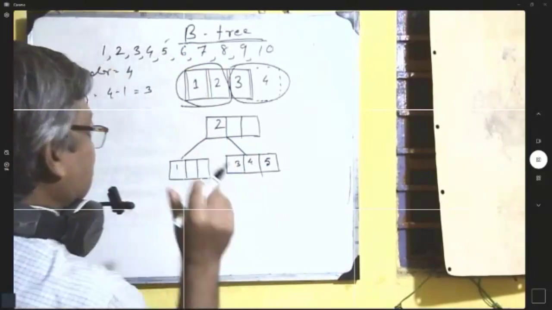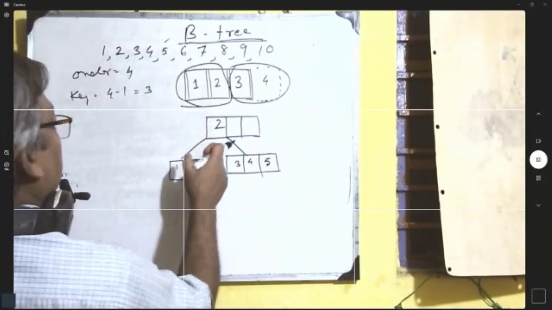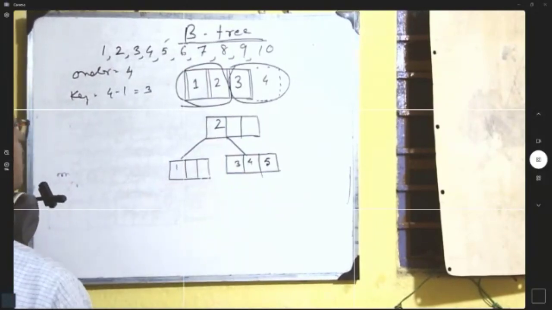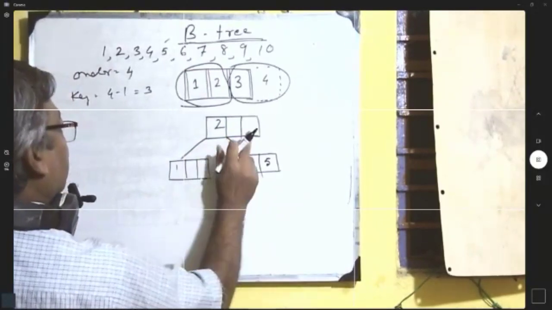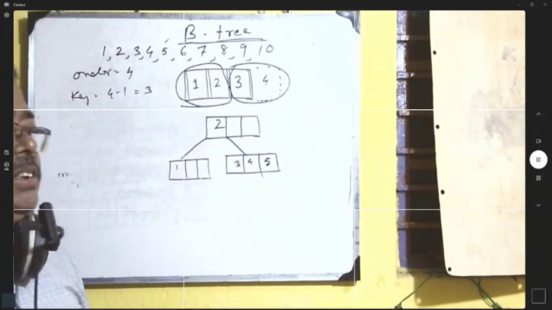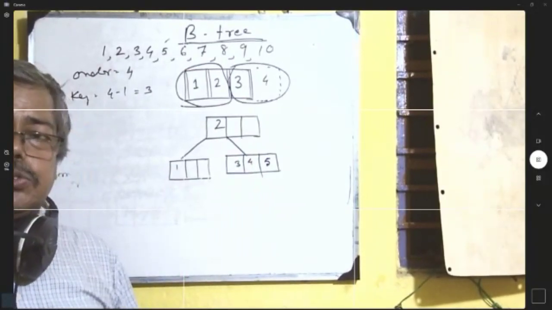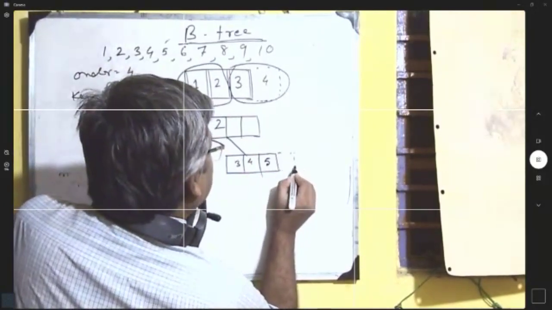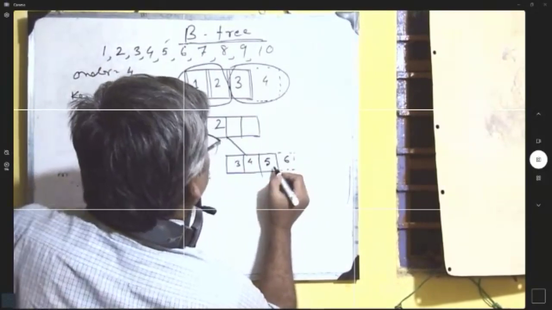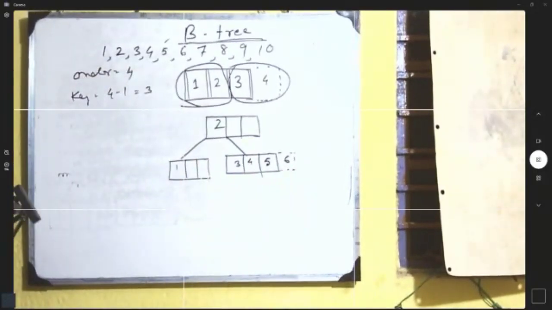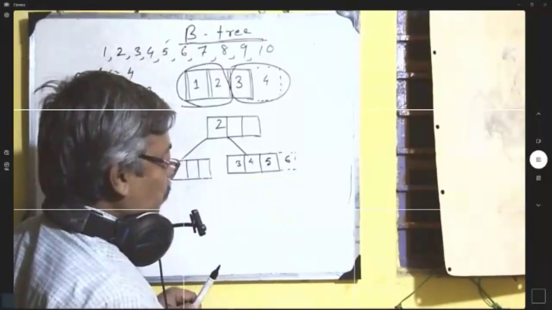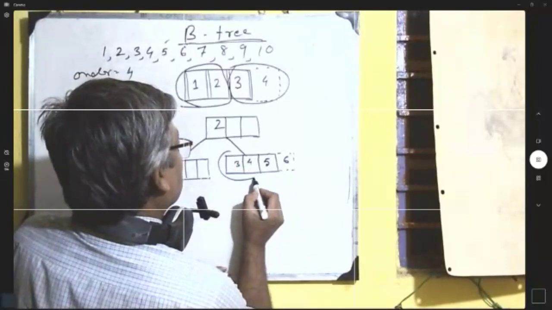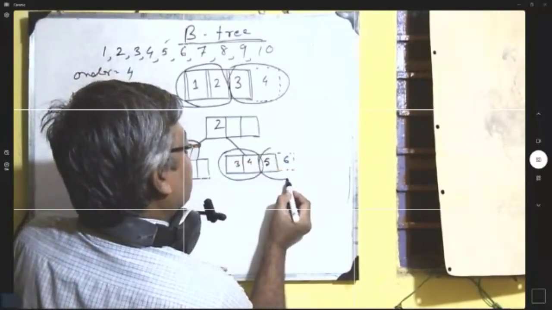So 5 is already occupied. Next number 6. It will not come at the root position, and not here, because insertion is always done at the leaf nodes. So it will always come at this node, but there is no provision to enter the value 6. So what do we have to do? We have to split the node. This splitting gets two groups: one is 3, 4, another is 5, 6.